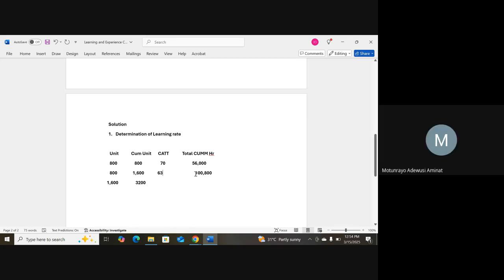Hello? Please, I don't understand what you are doing. Why you calculated that cumulative average time, and this your 100,800? I didn't calculate cumulative average time. It was given in that question that the total time for the first 800 units is 56,000 hours. That is, it used 56,000 hours.